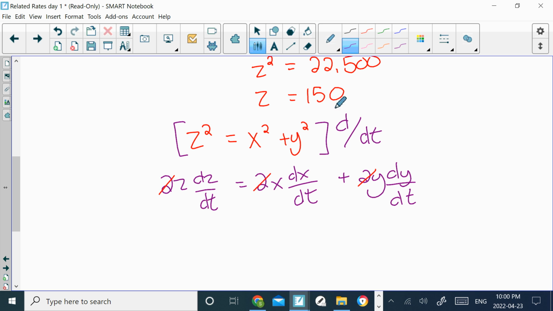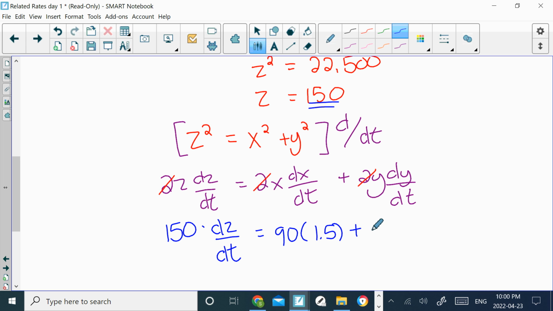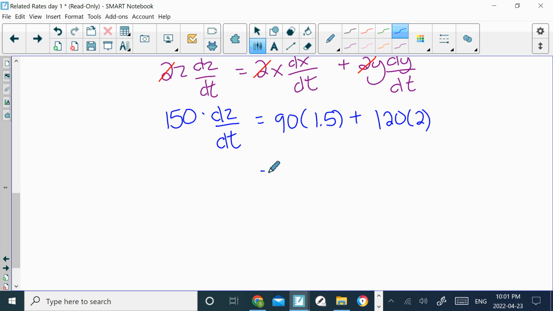So z, which is what we just calculated, is 150. We're trying to isolate, or we will be trying to calculate dz/dt. x is 90, dx/dt was 1.5, y was 120, and dy/dt was 2. 90 times 1.5 is 135. 120 times 2 is 240.